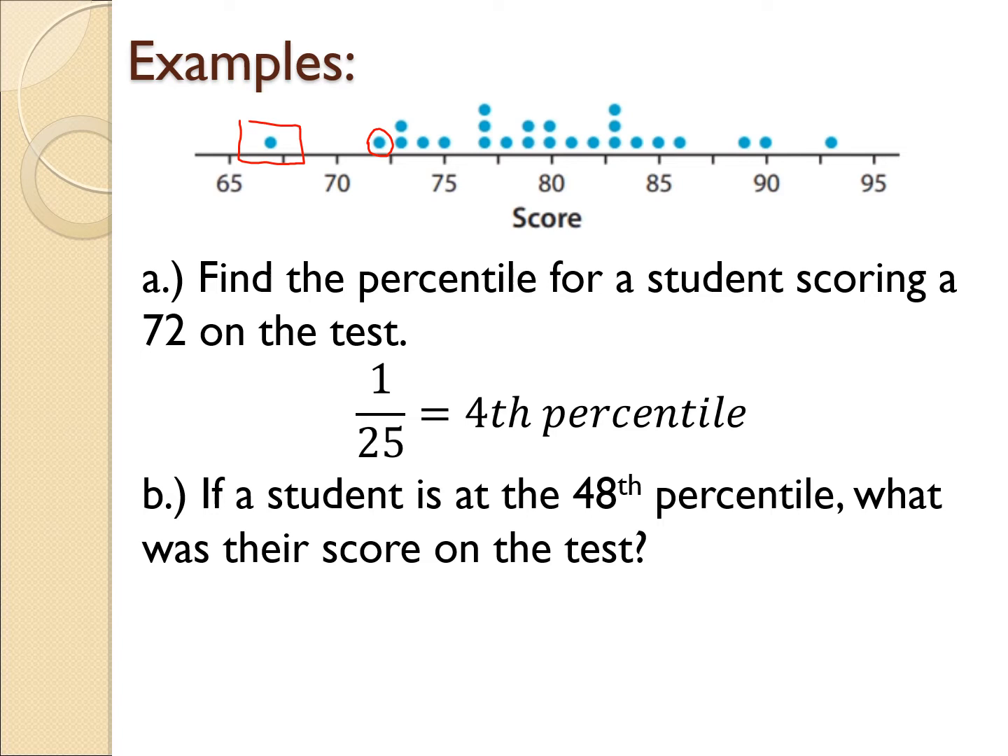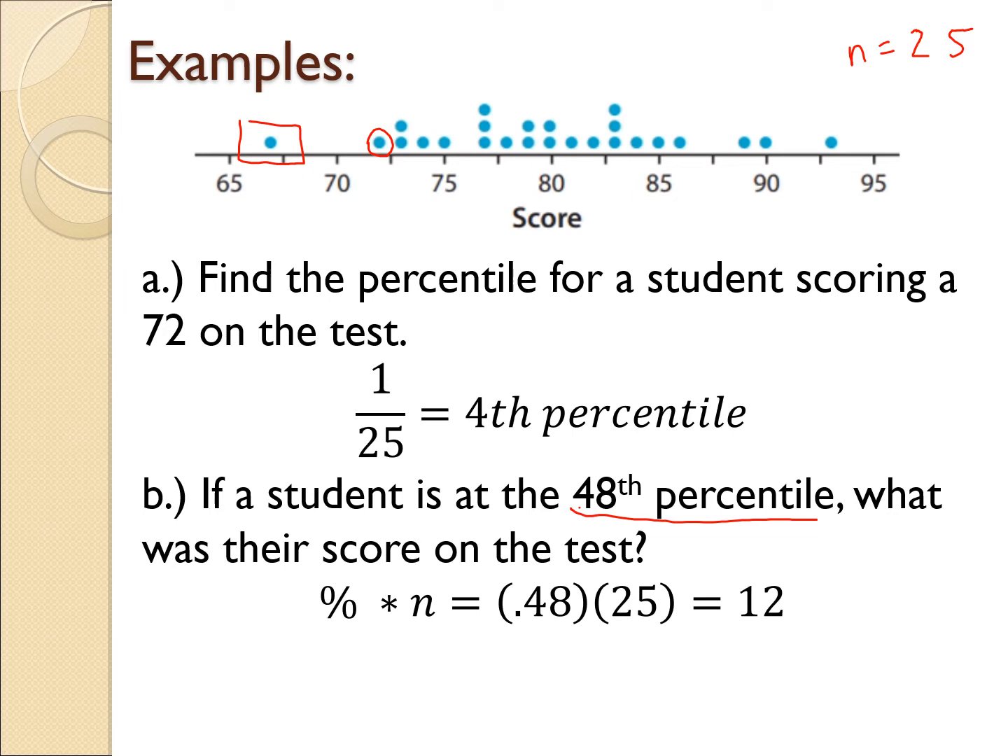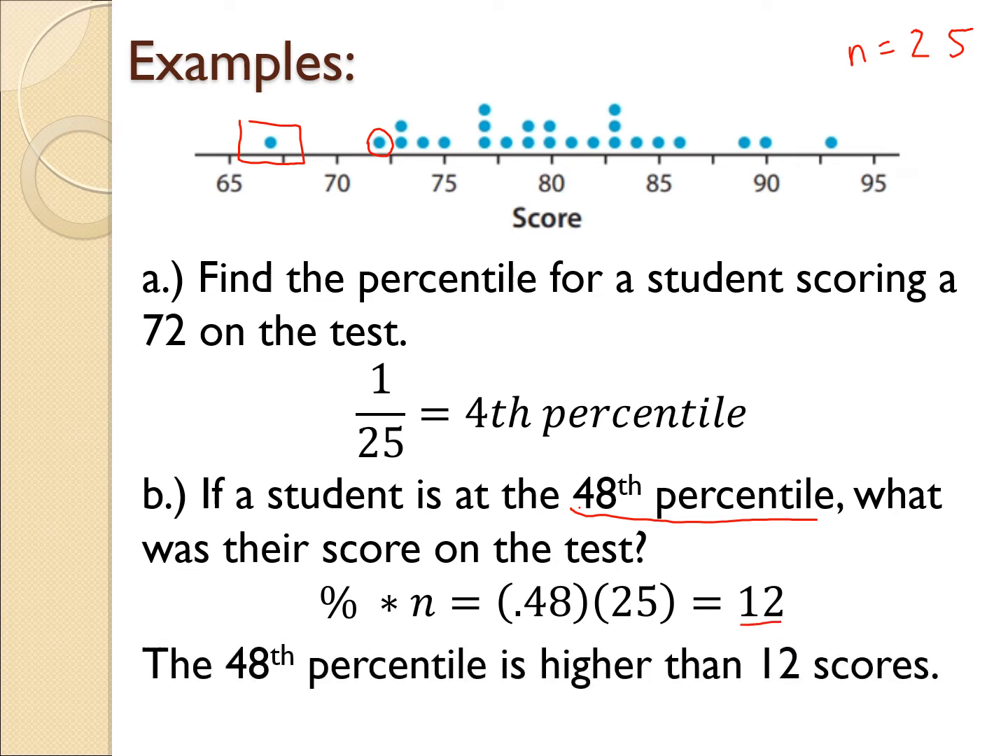Part B, if a student is at the 48th percentile, what was their score on the test? Now instead of finding the percentile for a given value, we're finding the given value from a percentile. So when it gives us a percentile like this, we're going to be working backwards. The key thing we have to know is how big is this data set? We know that there are 25 students in this class. So we want to find what is 48% of 25. We multiply those together, we get 12. What that tells us is that the 48th percentile is higher than 12 of these 25 scores.